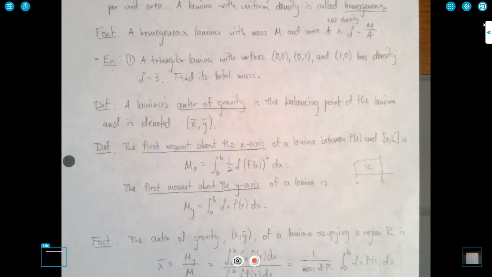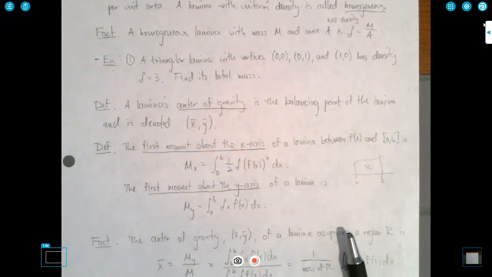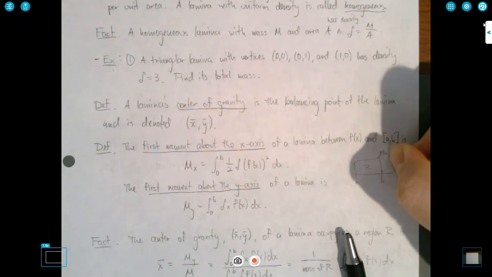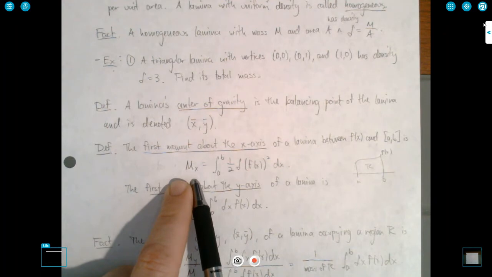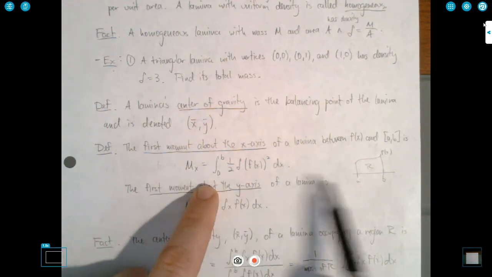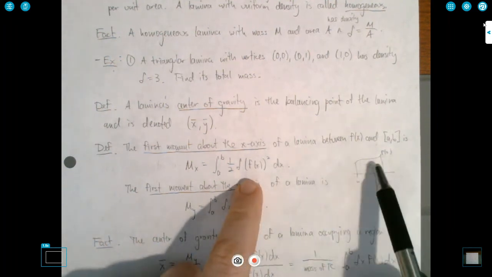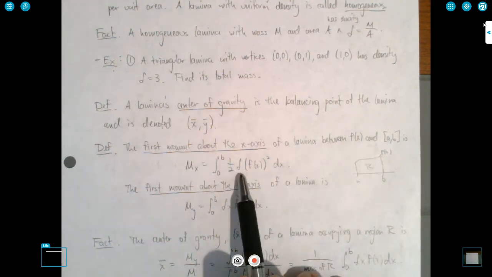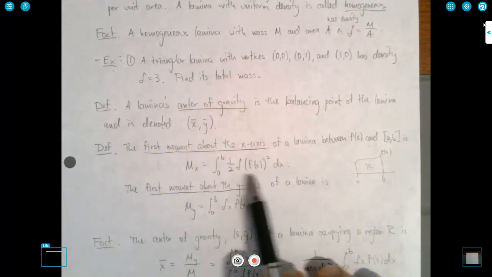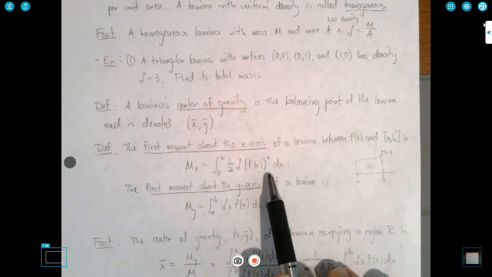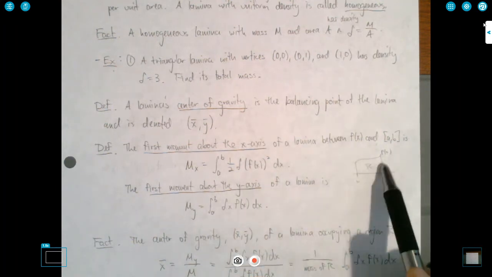Okay, so the first moment about the x-axis of this lamina, where this is f of x, is denoted by m sub x, and it's the integral from a to b of 1/2 times the density times f of x squared. Now the density here, we're not assuming that the lamina is homogeneous, so this will work even if you don't have a homogeneous lamina, right? And so the density in particular could change depending on where you are in the region.